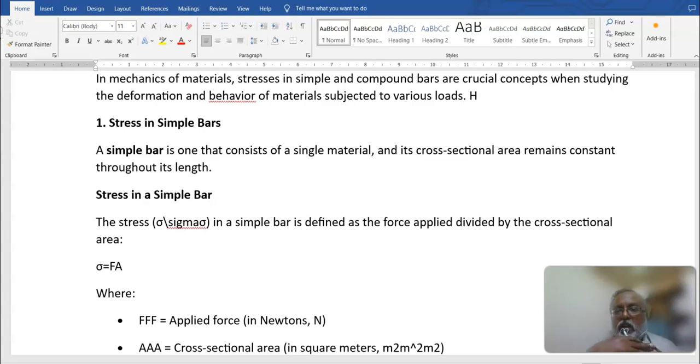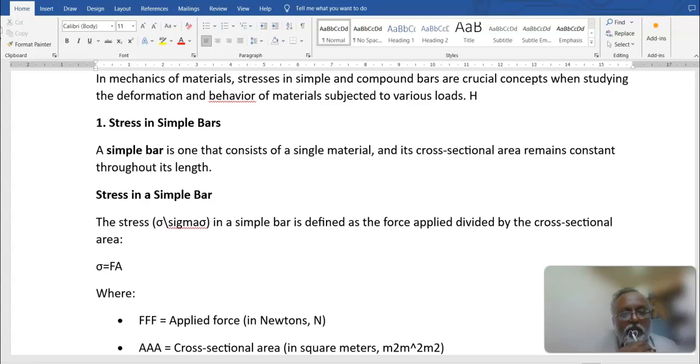It means that we are applying various kinds of loads. It might be a point load, it might be a uniformly distributed load, it might be a uniformly varying load. Depending upon the application, we are applying the loads on the material. Here we are going to see the stresses in simple bars as well as the stresses in compound bars. Let us see the stresses in simple bars first.